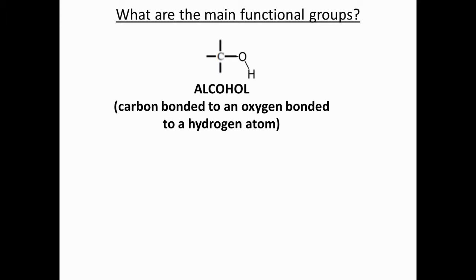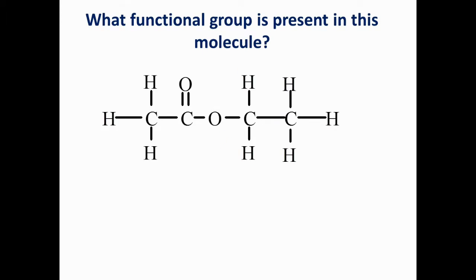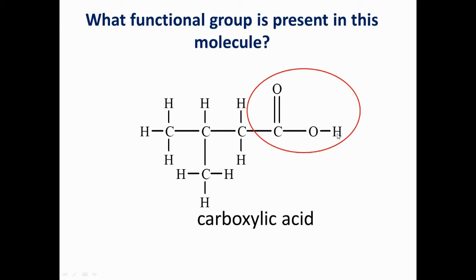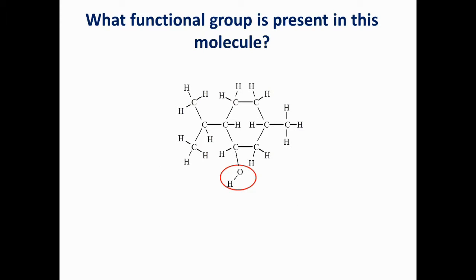An alcohol, like I already discussed, is a carbon bonded to an oxygen and then a hydrogen. And this next set has you look for the functional group that's within the molecule. So you have to start spotting them. Here you see a carbon double bonded to an oxygen surrounded by 2 carbons. That's a ketone. In this one you see a carbon double bonded to an oxygen and then an oxygen and a carbon. That's an ester. This one has the oxygen and then the hydrogen at the end. That's a carboxylic acid. Here's the amine, the carbon bonded to a nitrogen. And this one has the alcohol, the carbon bonded to the oxygen and then the hydrogen.